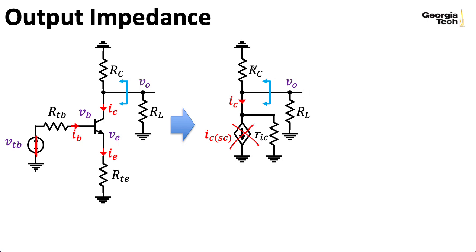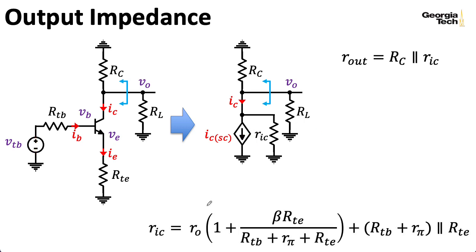So I wind up with my output impedance, let me call that R out, being equal to RC in parallel with RIC. Remember, for this output impedance calculation, we're leaving out RL. Remember that RIC has 2 different forms. Here's one of them. You can look up the other form in an earlier slide. It's a big mess, but it's nothing that you can't do with a calculator. Notice that this expression has RTB and RTE in it. So let's recall what those are.